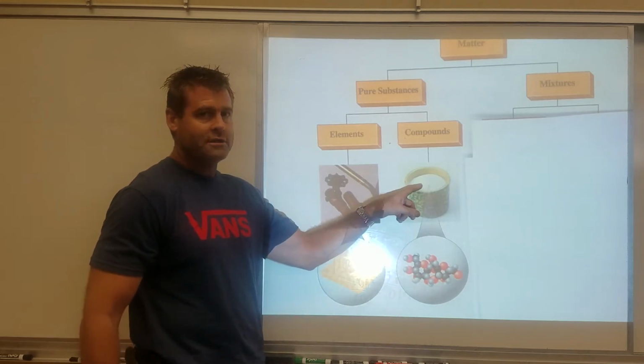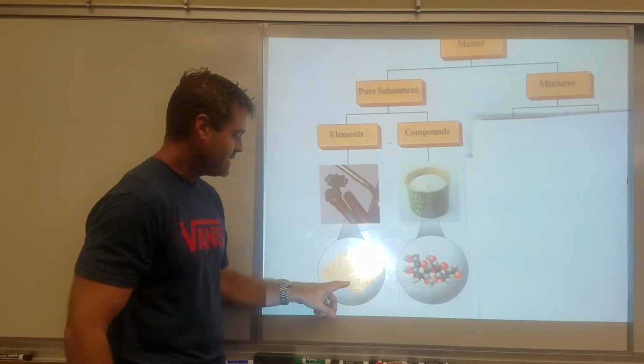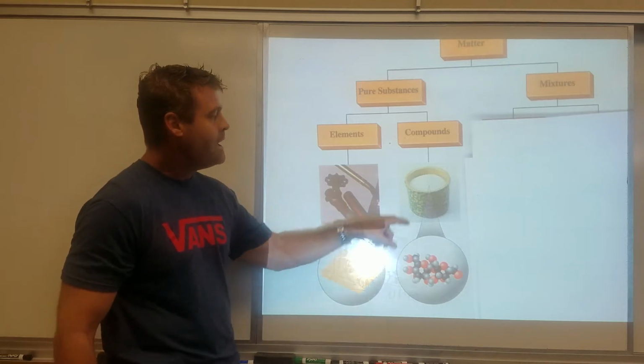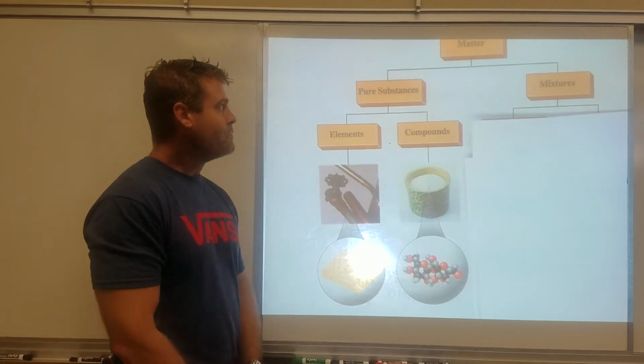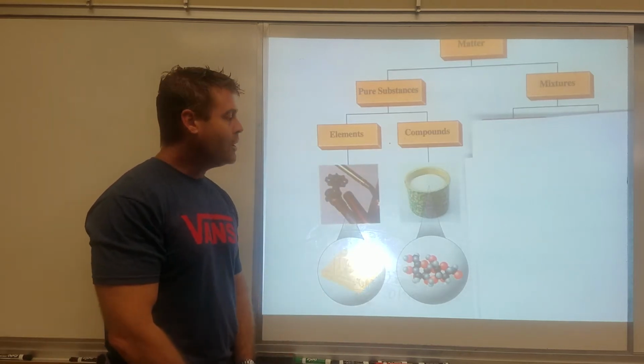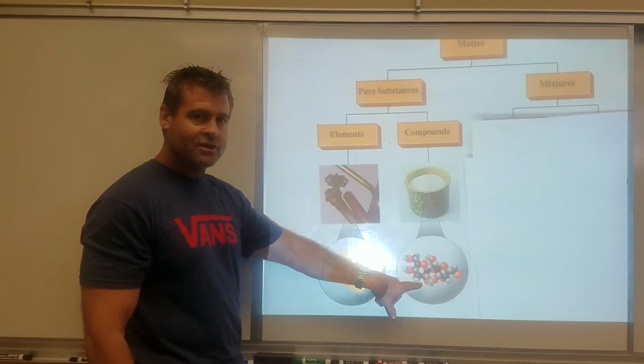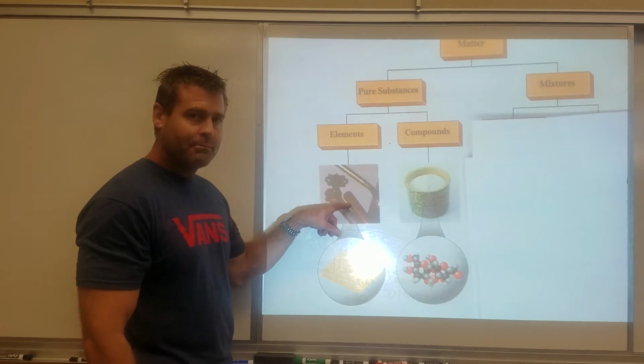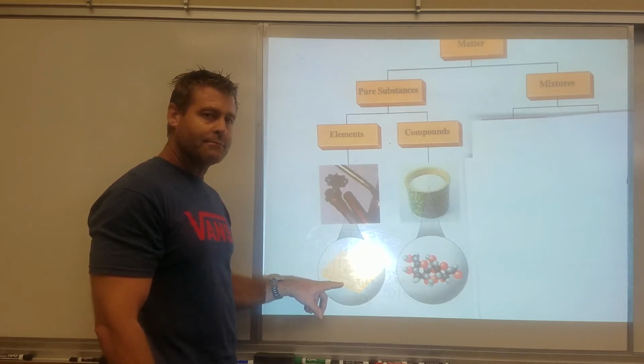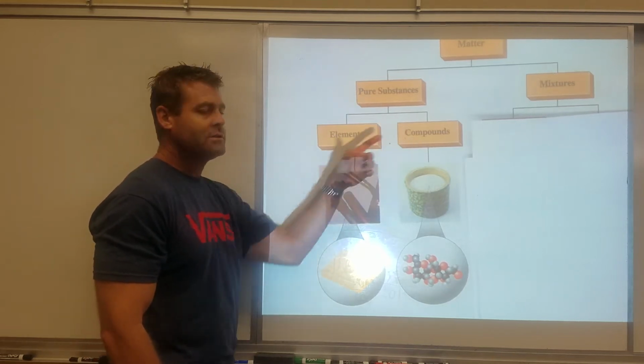And obviously there's trillions and trillions of sugar molecules here, just like there's trillions and trillions of copper atoms here. But that would be an example of a pure compound. The reason they're called pure is because that's all it contains. This sample of matter here, all it contains are sugar molecules. This sample of copper here, all it contains is copper atoms. That's why they're called pure elements or compounds.